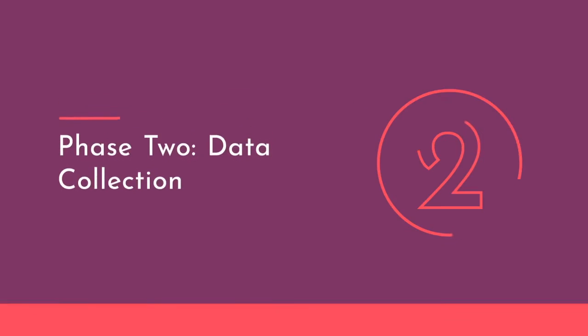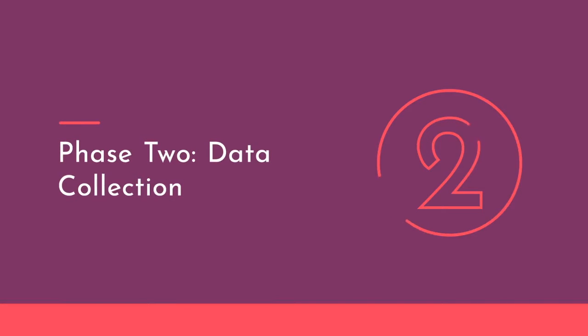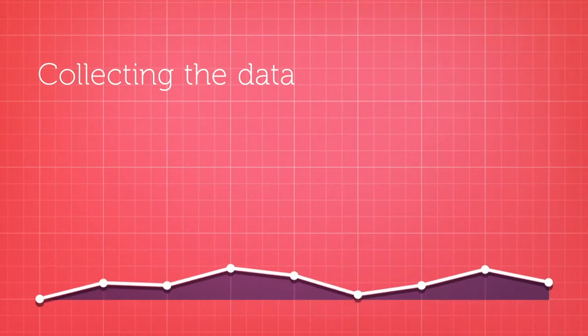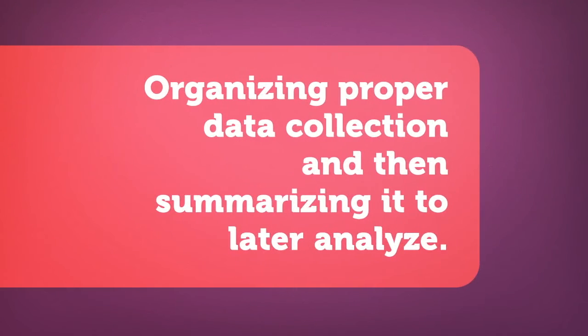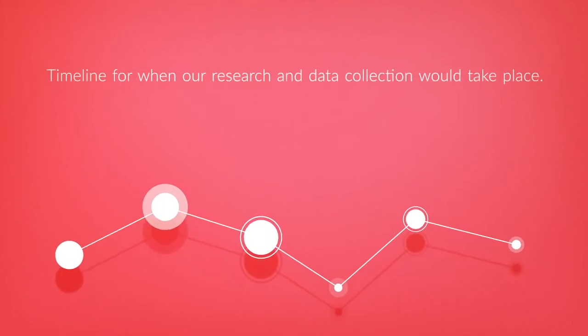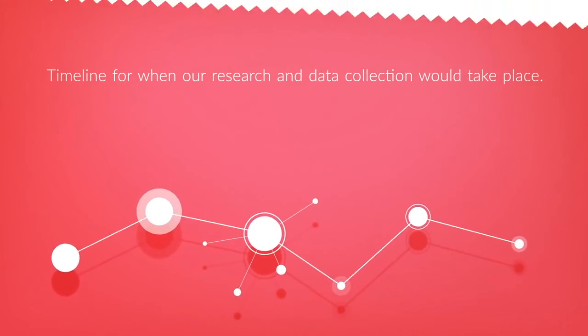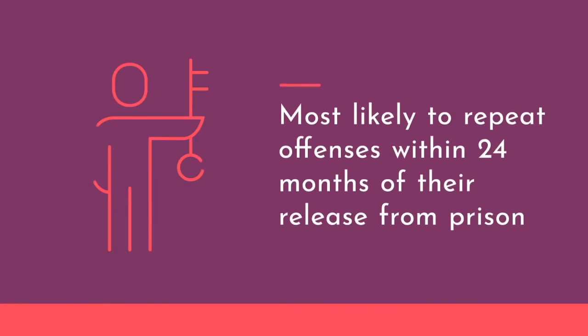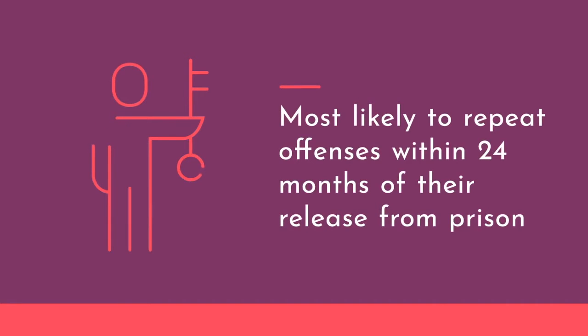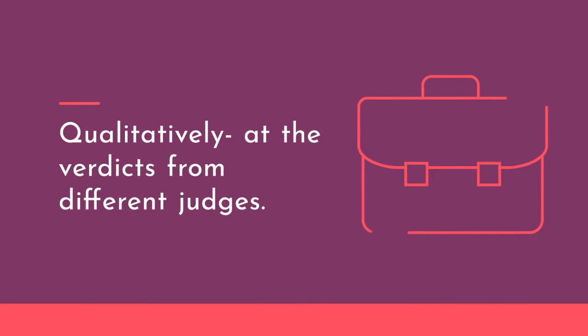The data collection phase is the next step within the research process, which involves collecting data about the research question. This entails organizing proper data collection and then summarizing it to later analyze and interpret. To begin the data collection, we would first lay out a timeline for when our research and data collection would take place. Juveniles are most likely to repeat offenses within 24 months of their release from prison. That is how long we would conduct our data collection. From here, we would begin to take a look qualitatively at the verdicts from different judges.